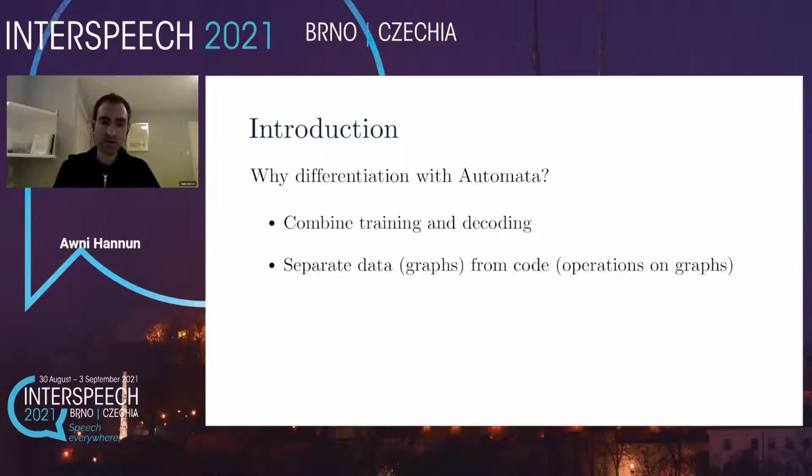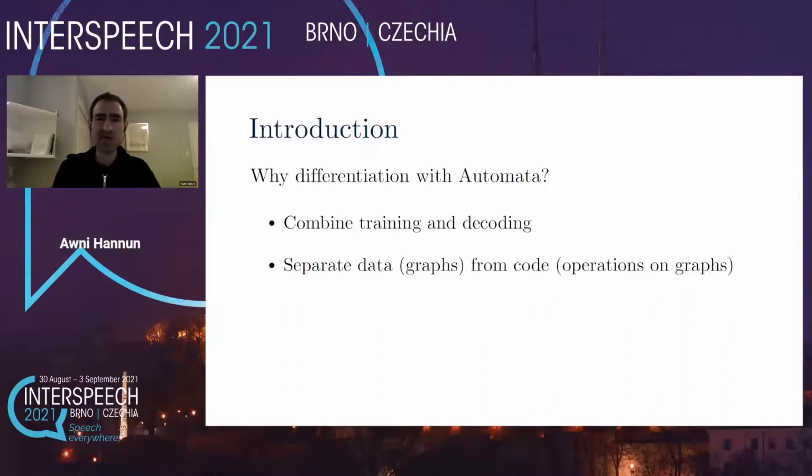So why do we want differentiation with automata? Because it lets us combine training and decoding. So that picture I just showed you of all those FSTs being combined only at decoding time, well, we can actually combine them at training time if we can, especially if we can use automatic differentiation with them.